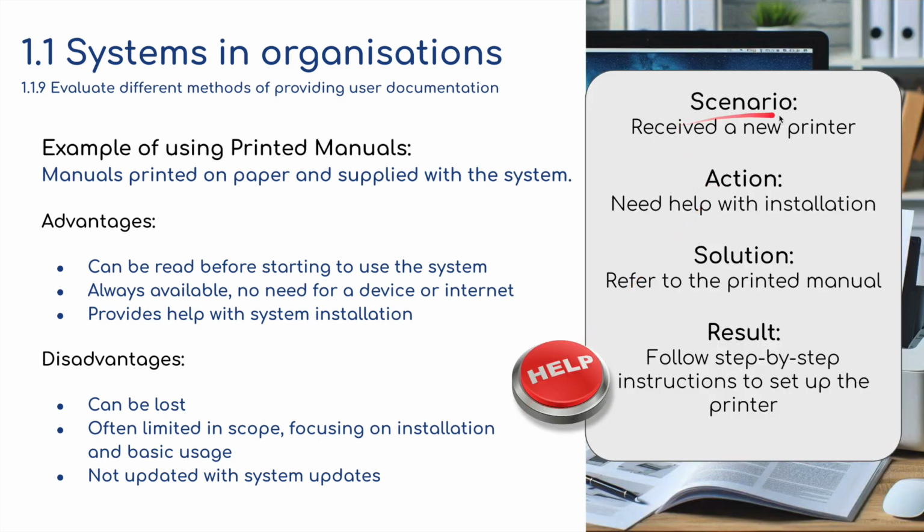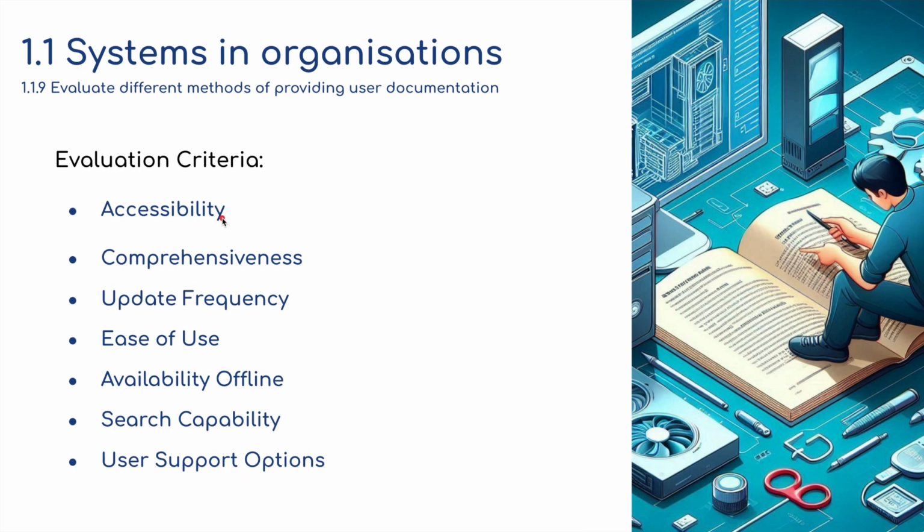So an example here, I've received a new printer. We need help in the installation of the printer, and we can refer to the printed manual. Follow the step-by-step instructions to set up the printer. Okay, for installing hardware, this system should be quite useful. So we'll evaluate this on accessibility, comprehensiveness, update frequency, ease of use, availability offline, search capability, and user support options.